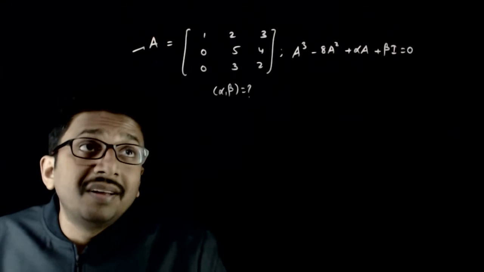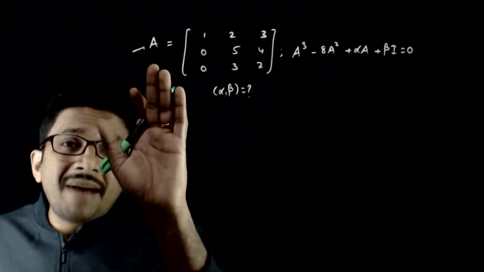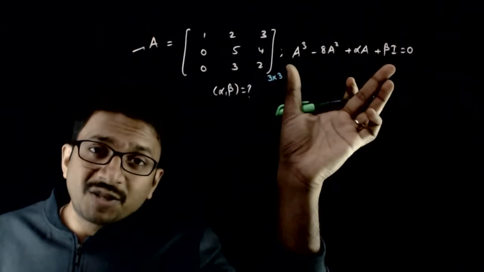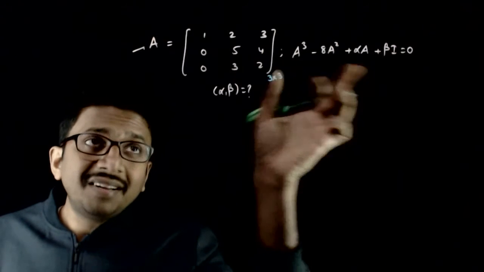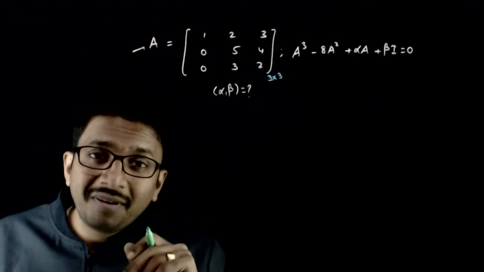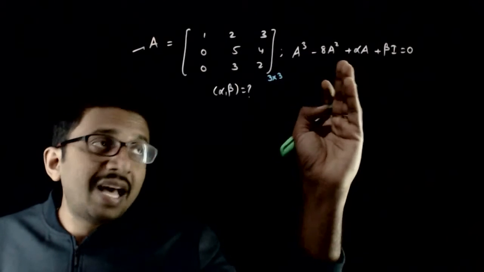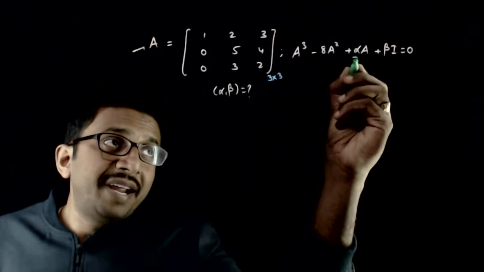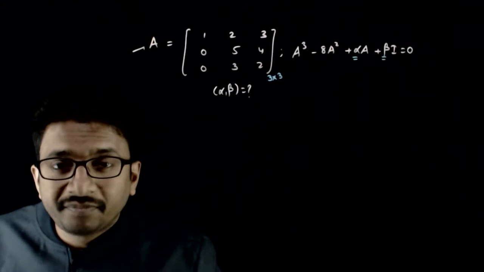So welcome students. In this question, you're given a 3 by 3 matrix A, and you're given a matrix polynomial. It says that A satisfies this polynomial: A cube minus 8A square plus alpha A plus beta I is equal to 0. You're asked to find the values of alpha and beta.